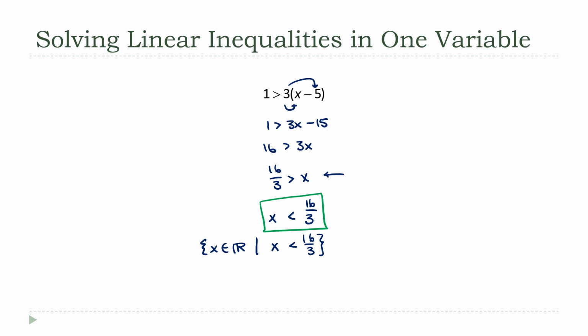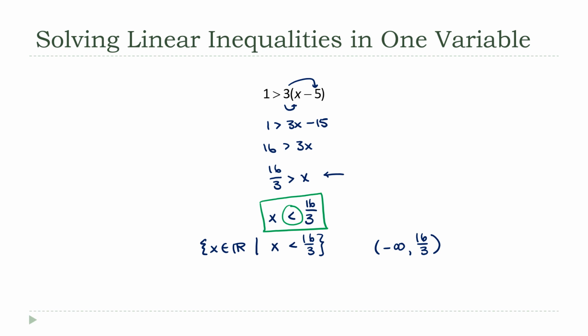Another way that you will sometimes see these answers written is using the interval notation, right? The interval notation answer for this would be negative infinity up to 16 thirds. And I will put a parentheses there because I have strictly less than here. So I don't want to include 16 thirds in the answer.